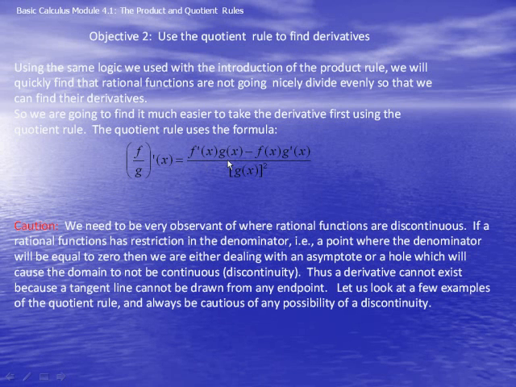Caution: we need to be very observant of where the rational functions are discontinuous. A rational function has restrictions in the denominator, i.e. a point where the denominator will be equal to 0. Then we are dealing with either an asymptote or a hole, which will cause the domain not to be continuous, in other words, a discontinuity. Thus, a derivative cannot exist because a tangent line cannot be drawn there. Let us look at a few examples of the quotient rule and always be cautious of any possibility of a discontinuity.